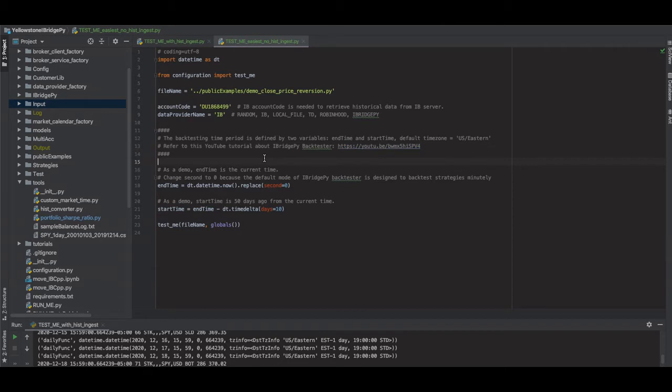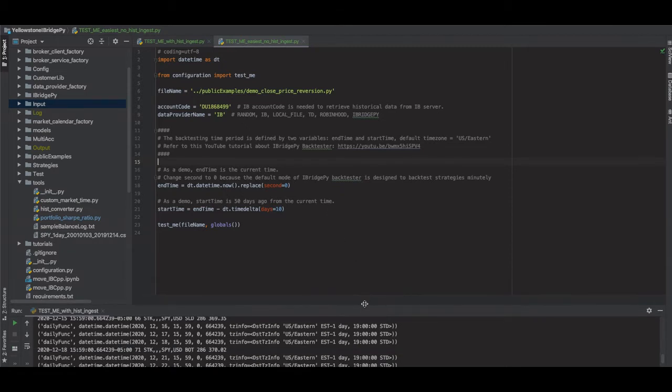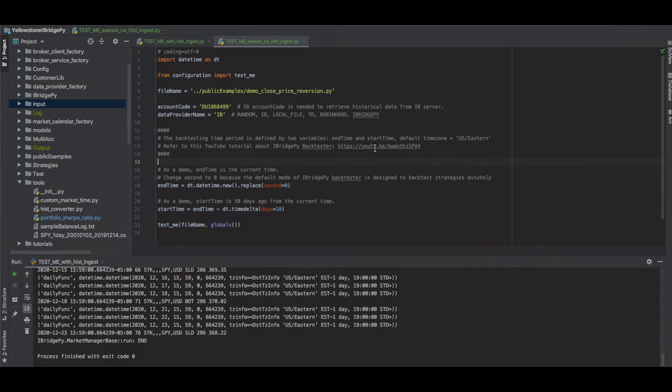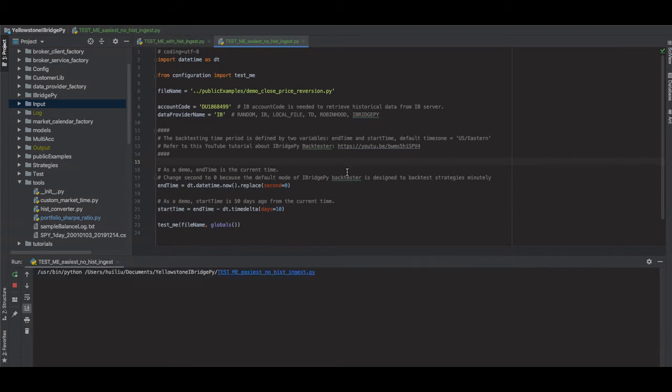However, at the beginning of a new introduction about TestMe, I want to run this TestMe without hist injection, so that we know what kind of problem we are trying to solve. So let's just run this one. This one is the easiest, no hist injection.